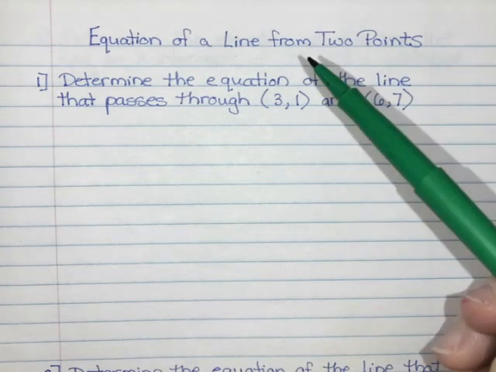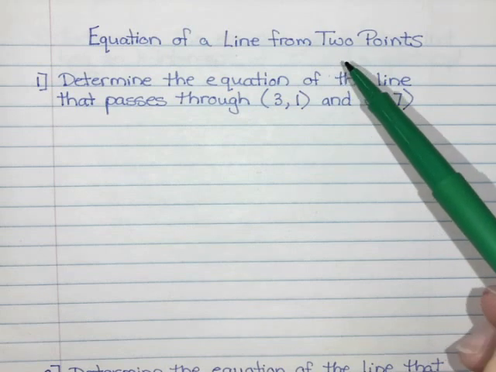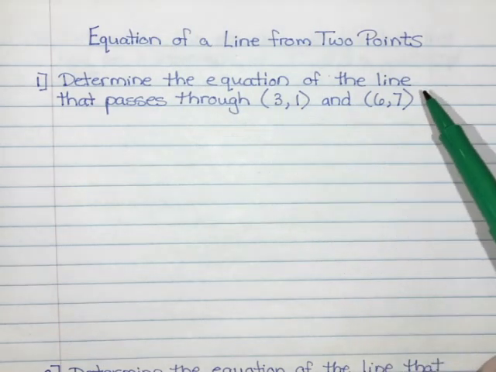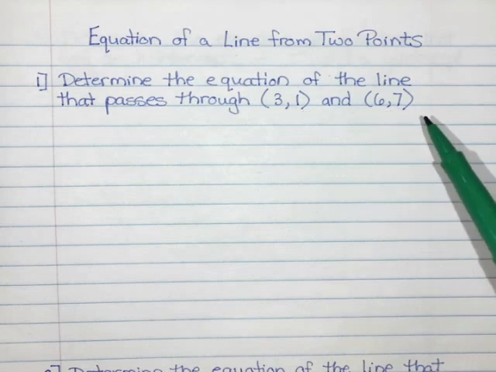Today we're going to talk about how to find the equation of a line from 2 points. So our first question here says, determine the equation of the line that passes through (3, 1) and (6, 7).